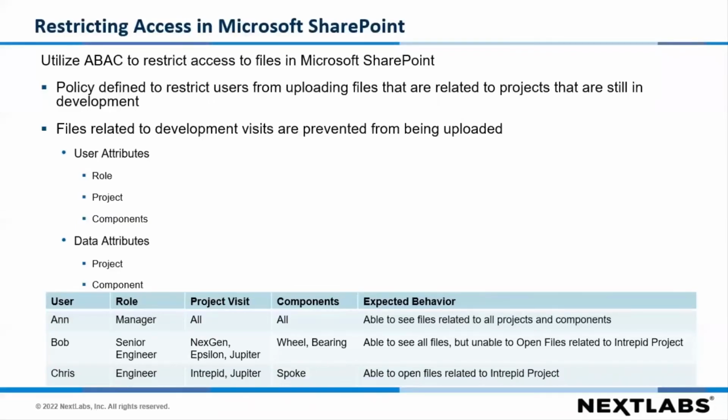In this demo, we will show how you can use Attribute-Based Access Control, or ABAC, to restrict access to files in Microsoft SharePoint. Specifically, we will define policies to restrict users from uploading files related to projects that are still in development. So we will be using the user attributes of role, project, and components, and the data attributes of project and components to determine which users are able to see which files, and which users are able to open different files.